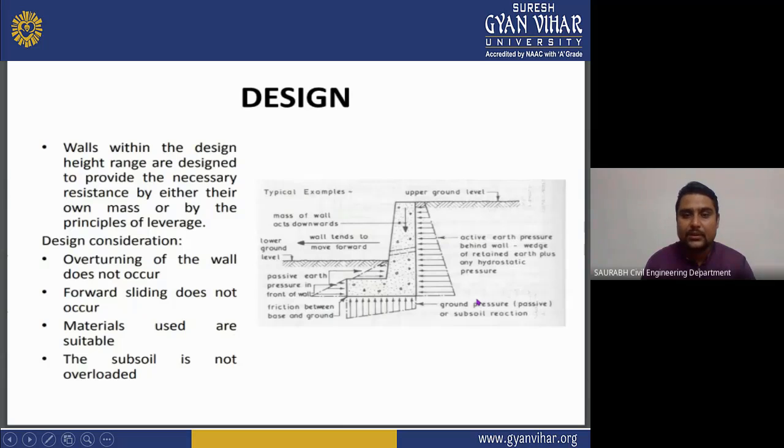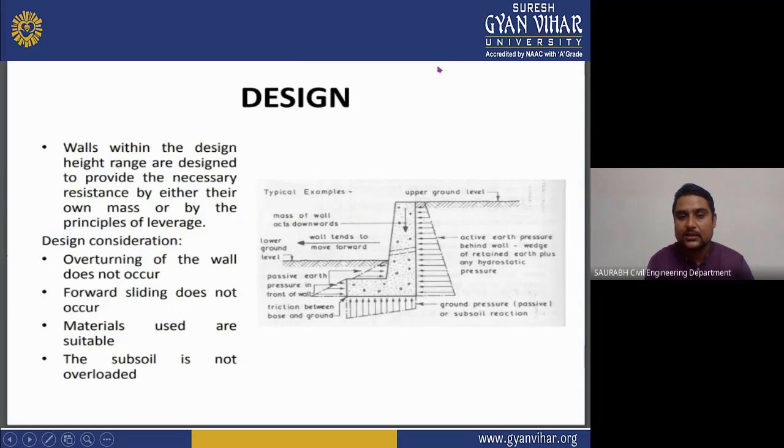Now we will see the design of a retaining wall, how to design a retaining wall. Walls within a design height range are designed to provide the necessary resistance either by their own mass or by the principle of leverage. There are some design considerations: overturning of the wall does not occur, forward sliding does not occur, materials used are suitable, and the subsoil is not overloaded.